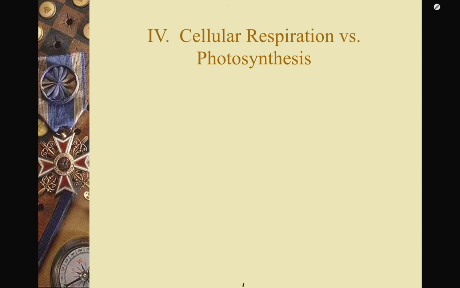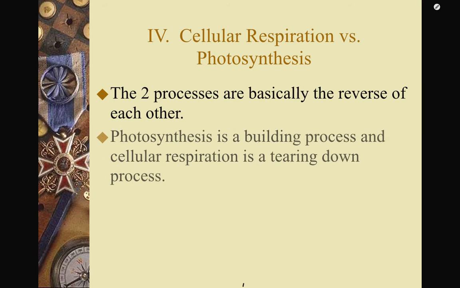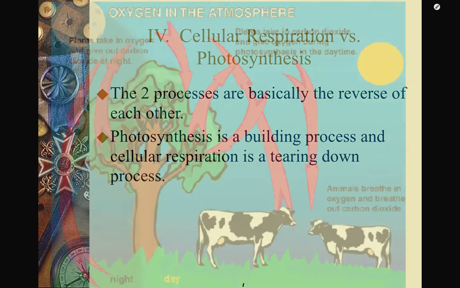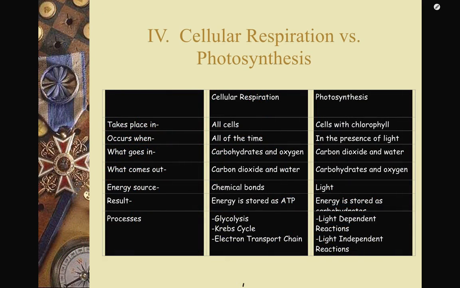So bottom line, these two processes are basically the reverse of each other. That you need to understand. Photosynthesis is the building process and respiration is a tearing down. Photosynthesis builds up, makes something, and then respiration breaks it down. This is kind of a look at the cycle of what's going on here. Plants are giving this stuff off, animals are taking it in. They're eating the plants, breaking it down to energy, giving off carbon dioxide back in the atmosphere. And here's a little chart that helps you compare the two, where everything takes place.